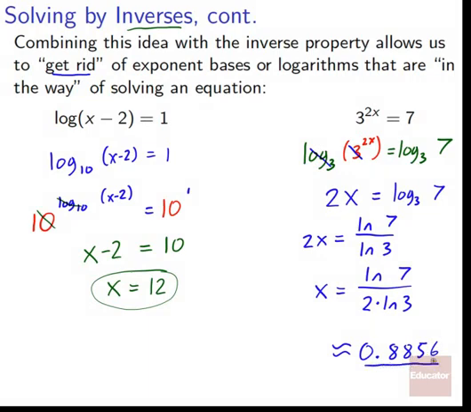Now notice 0.8856, that's approximate, so it's not the exact answer. This is actually the exact answer. Once we calculate it through with natural log of 7 and natural log of 3, we wind up getting something that's very, very close, but it's no longer precise because we're having to cut off some of the decimal places. And if we wanted to, we also could have used any other base.